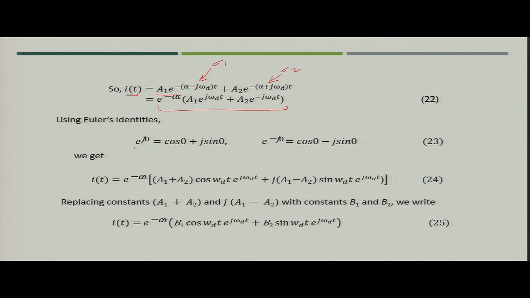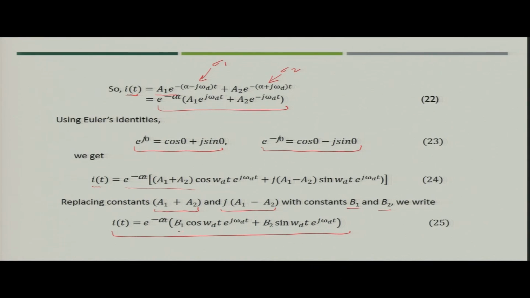Then you know the Euler identity, that e to the power j theta can be represented as cos theta plus j sin theta, and e to the power minus j theta can be represented as cos theta minus j sin theta. So, if you put in the values, I t will be as shown in this expression. Now, if you replace the constants A1 plus A2 and j into A1 minus A2 with B1 and B2, this will be simplified as the expression for current I with respect to time t.